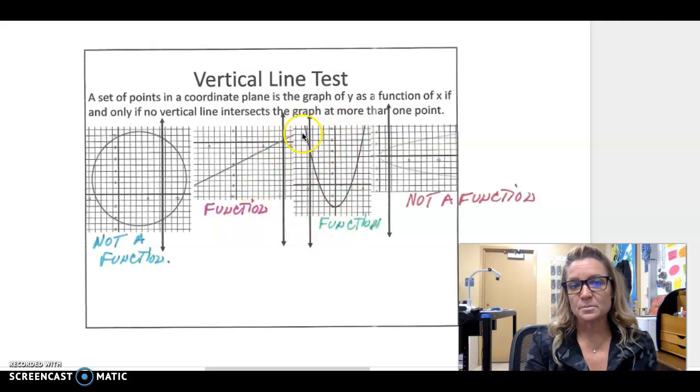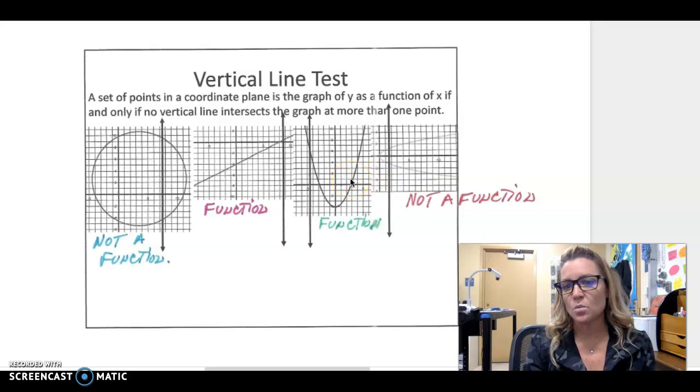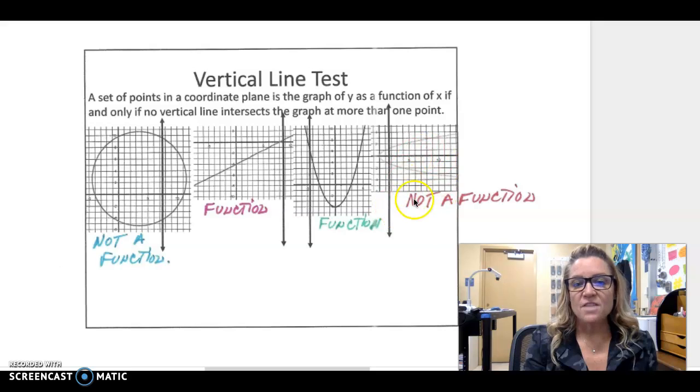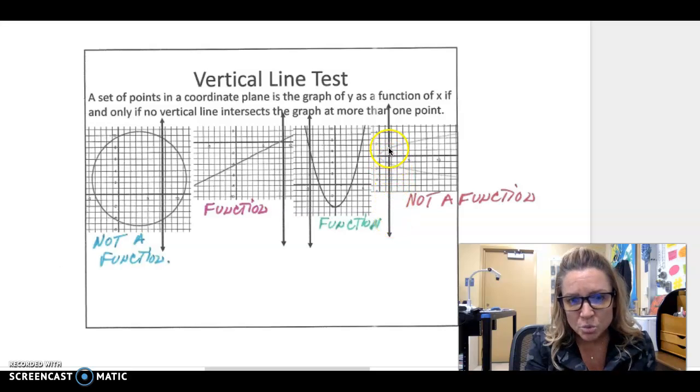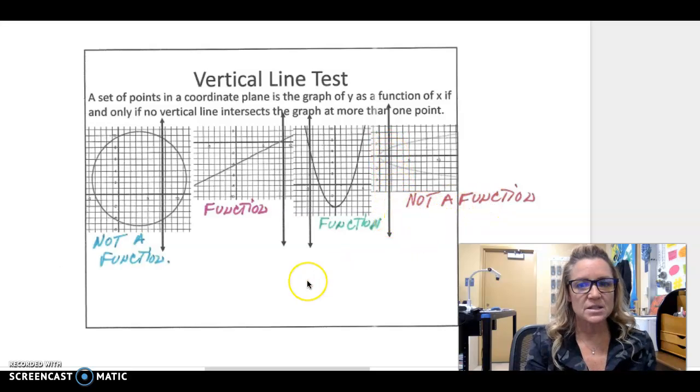The third graph is a parabola. And here's the vertical line. It's only touching at 1 point, and if you keep moving it, it's only going to touch at 1 point. So yes, it is a function. And the fourth graph is a parabola, but it's turned on its side. And here's the vertical line, so it's touching at 2 points. So you say no, it is not a function.